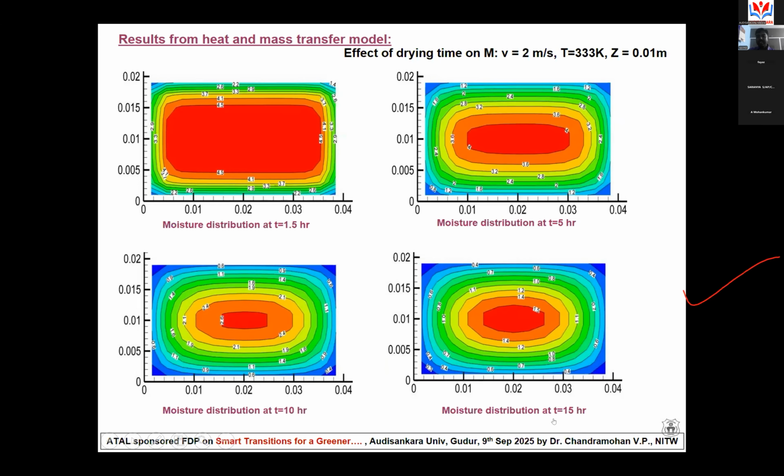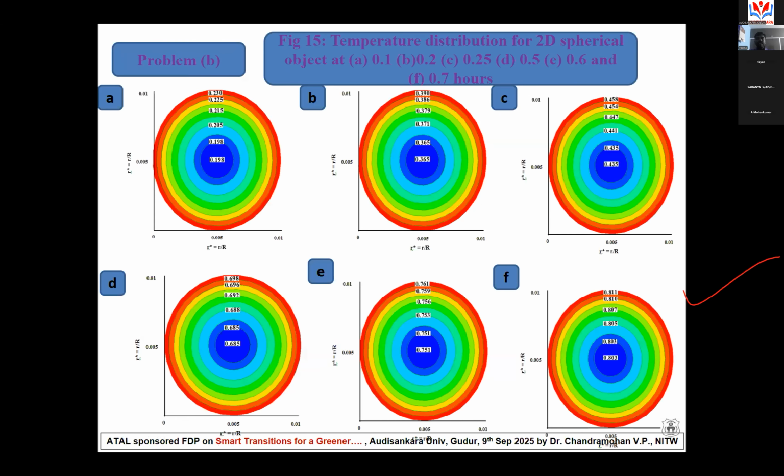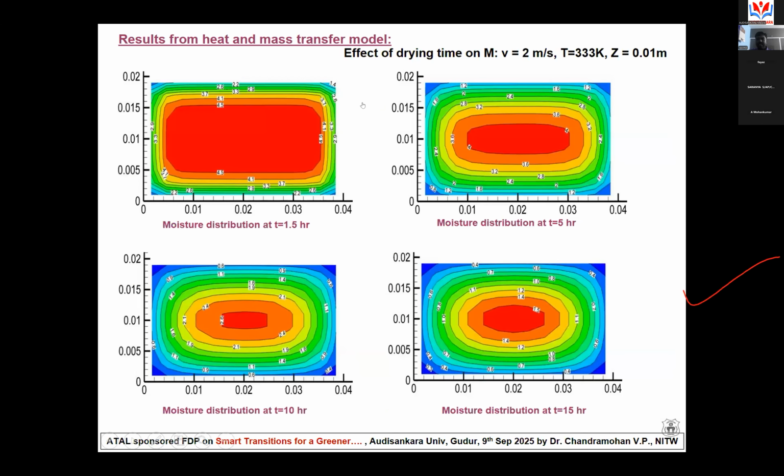So it is taking almost 15 hours to dry the food products at 2 meter per second at 60 degrees Celsius. If the conditions are changed, then we will get better answers. I didn't present the other temperature and moisture distributions for different velocities, 4 meter per second and 6 meter per second, and then different temperatures.